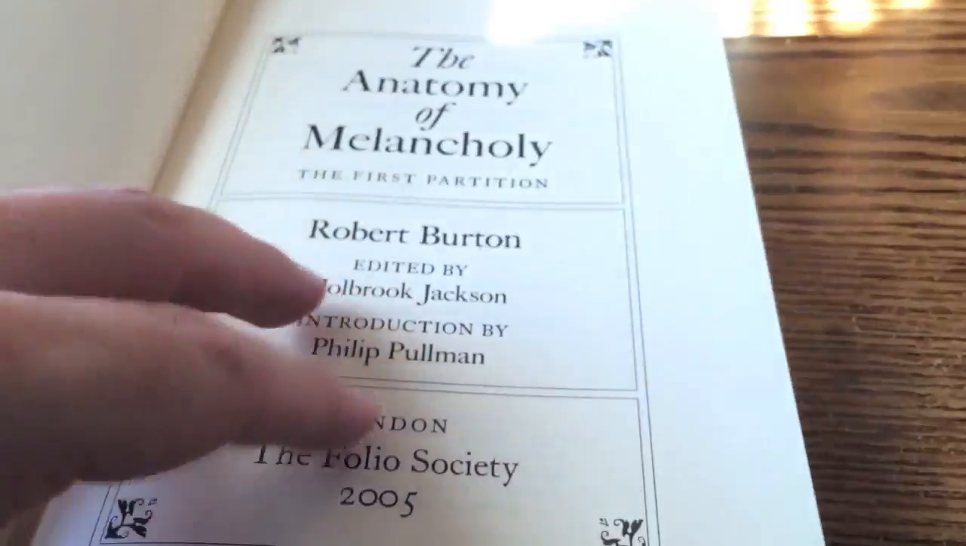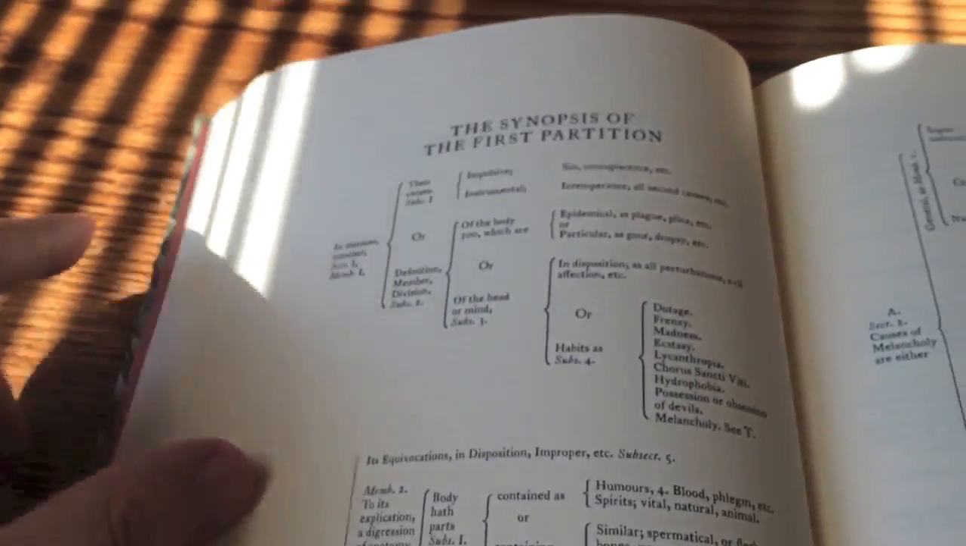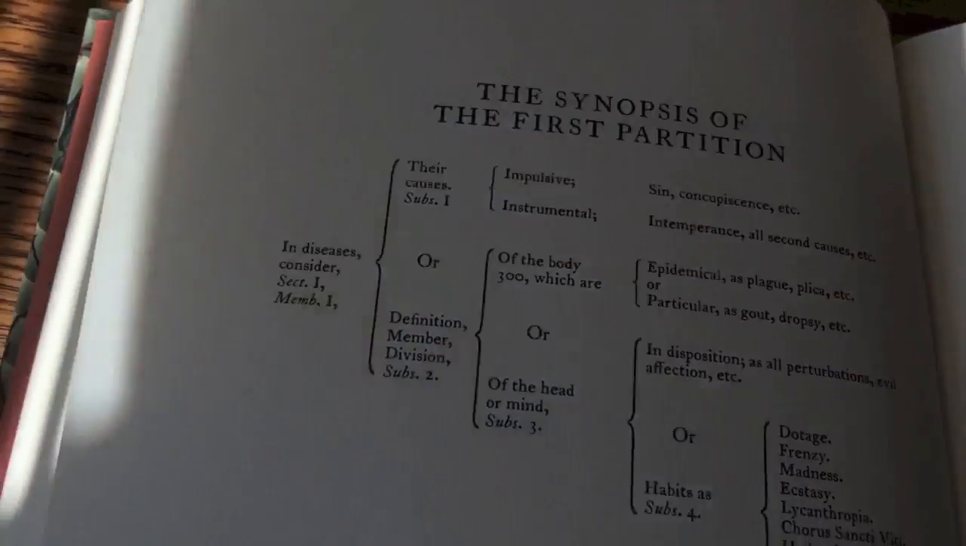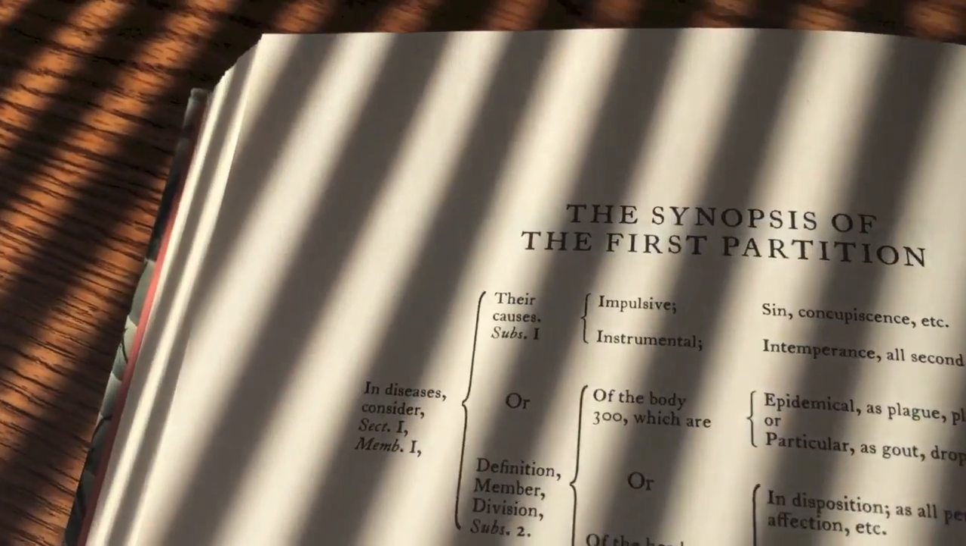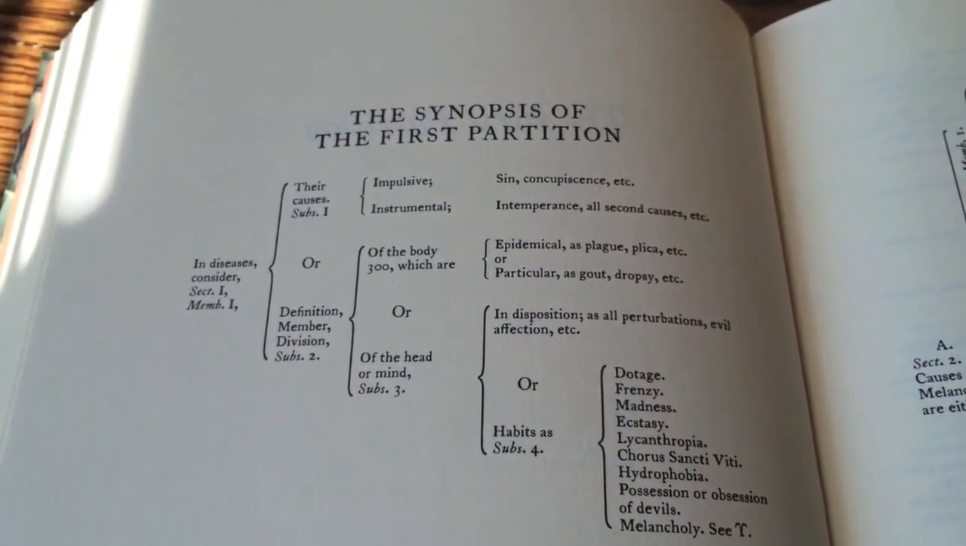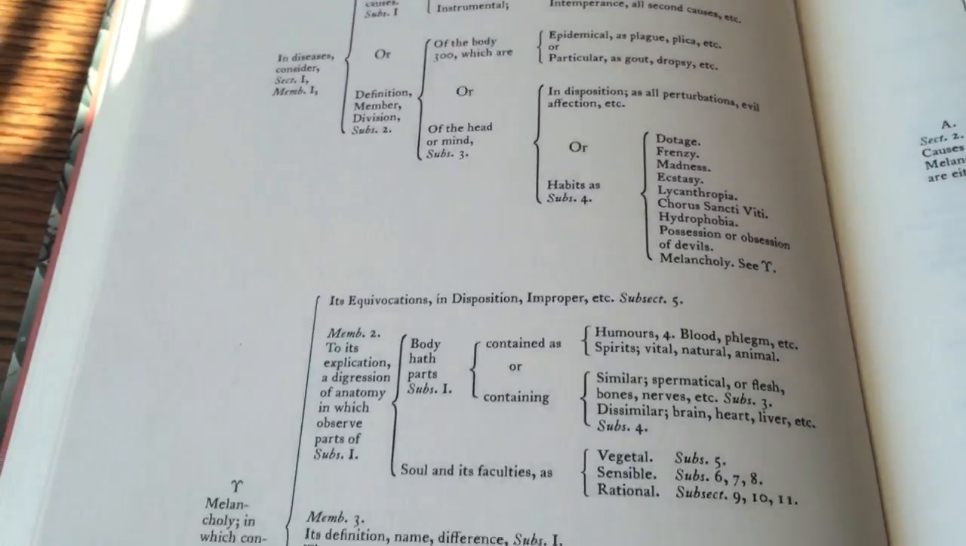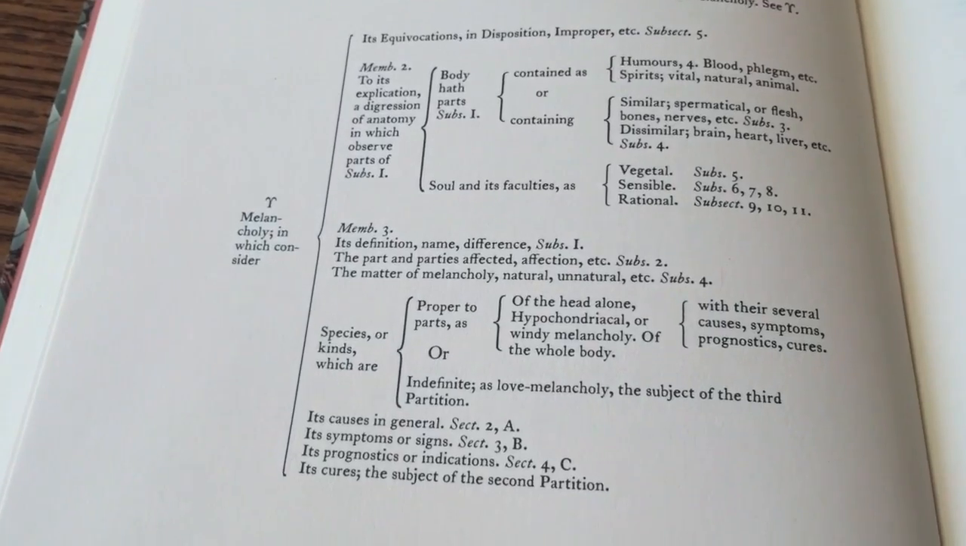So let's look here. So I believe it was page 111. Let's take a look at the synopsis of the first partition, page 138. So let's turn to page 138 for a second. This is page 138. This is the synopsis, essentially the outline. This is the outline of this entire volume. So, this is not going to work very well, but this is it. Look, these are all the sections and subsections. See how he divided it into parts.